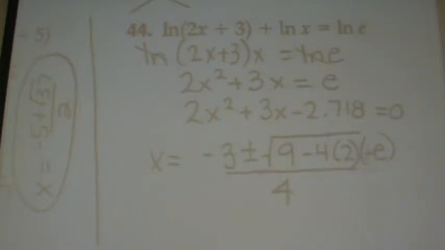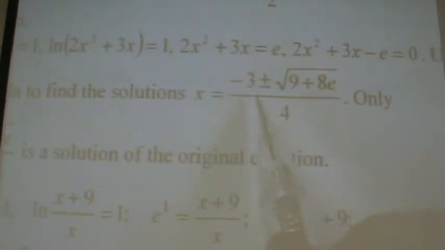Now, here would be another way to write this answer, and I'm going to show you the book. It's quite quicker this way. Negative 3 plus or minus the square root of 9 plus 8e, over 4. Just leave your answer like that. And then it says only the negative 3 plus that is a solution.